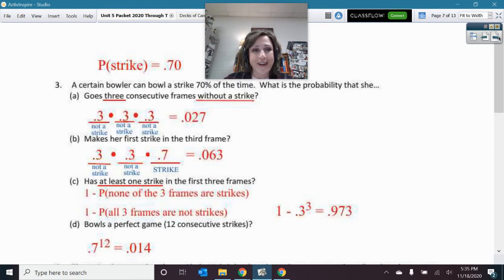All right, moving on. Strike 70%. So here we're going to have three consecutive bowlers. Here they were: not a strike, not a strike, not a strike. All three without a strike. Makes our first strike on the third: not a strike, not a strike, strike. Has at least one strike in the first three frames. So one of the three is a strike.